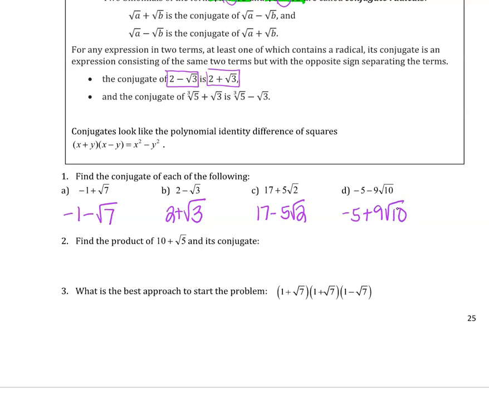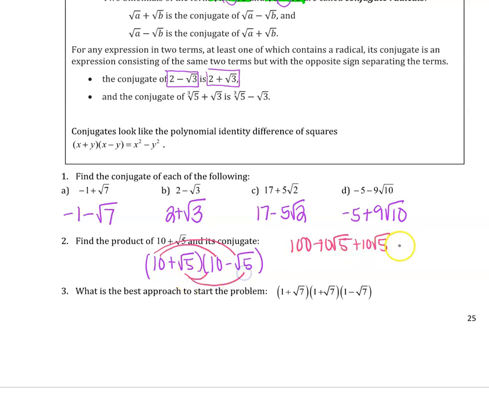Now, the idea of why a conjugate is important is because of what we're going to look at in number 2. If I take 10 plus radical 5 and multiply it by its conjugate, let's see what happens when we FOIL. 10 times 10 is 100, minus 10 radical 5, plus 10 radical 5, minus radical 5 times radical 5, which is 5.